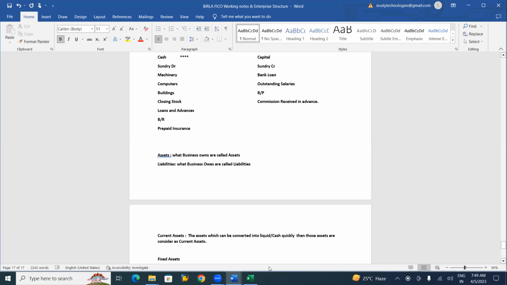Understood this? What do you mean by current assets? Everybody knows, but still. What do you mean by current assets? The assets which can be converted into cash quickly.